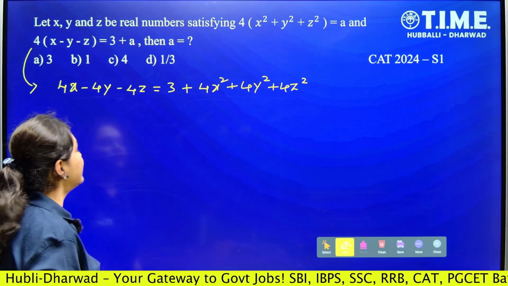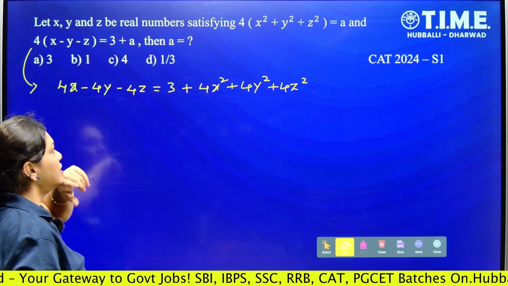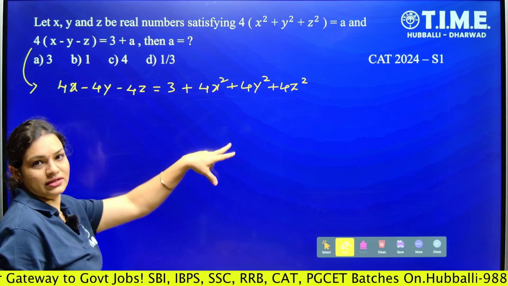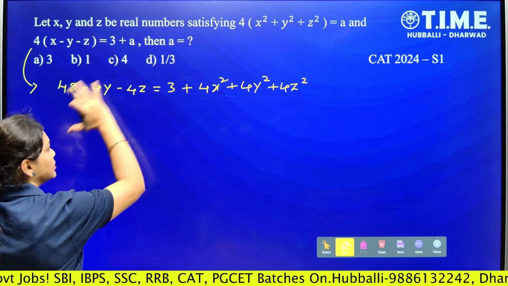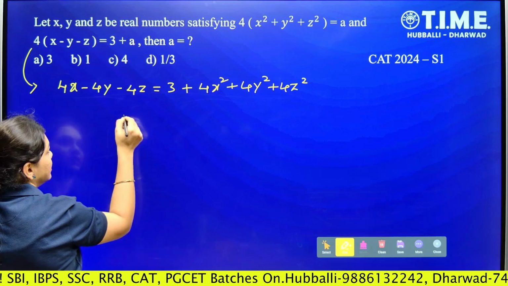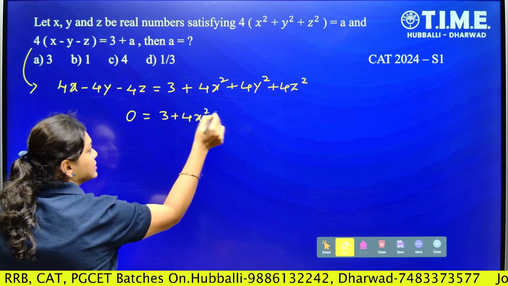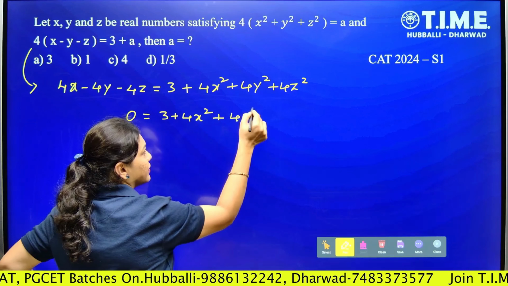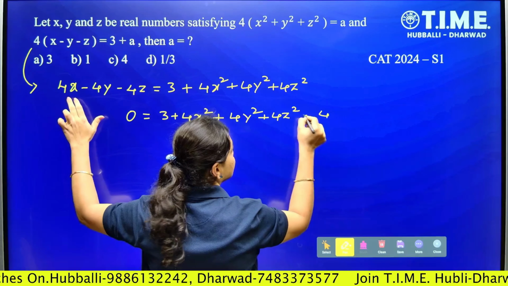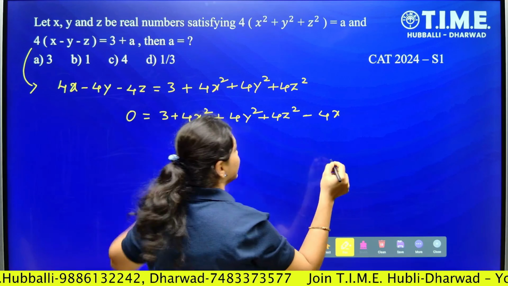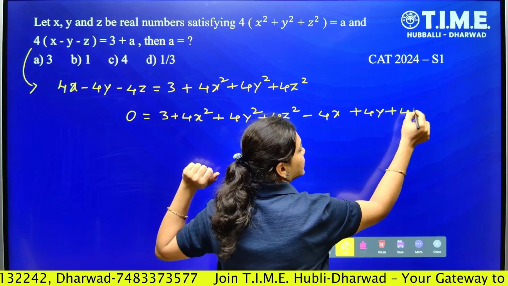Okay, so still if I analyze this question, we can take everything to one side. Otherwise you keep this 3 as it is, anything is okay. So we'll do one thing, we'll shift everything to the right side. So this will become 0 is equal to 3 plus 4x square as it is, plus 4y square plus 4z square and minus 4x. So minus 4y becomes plus 4y and minus 4z becomes plus 4z.